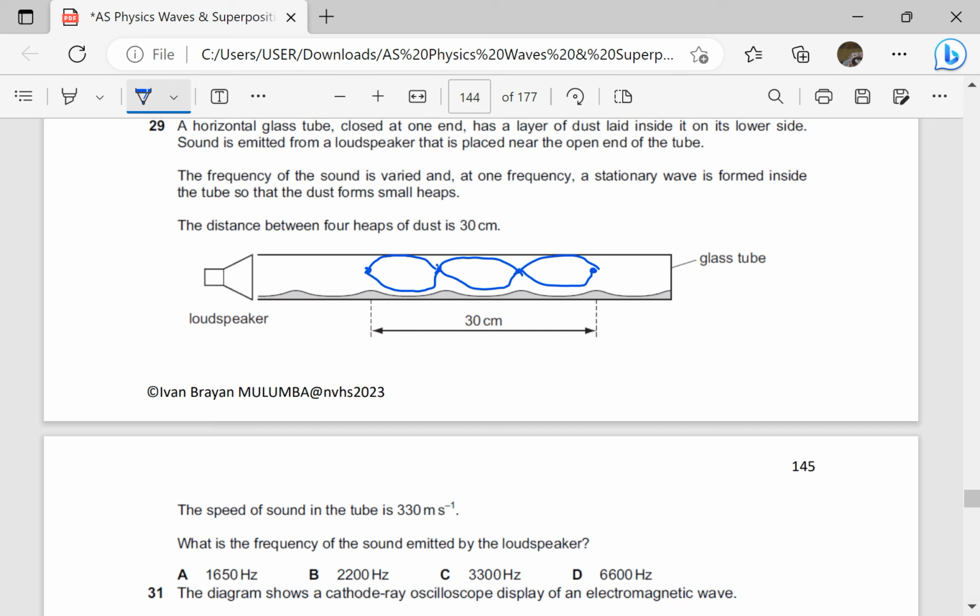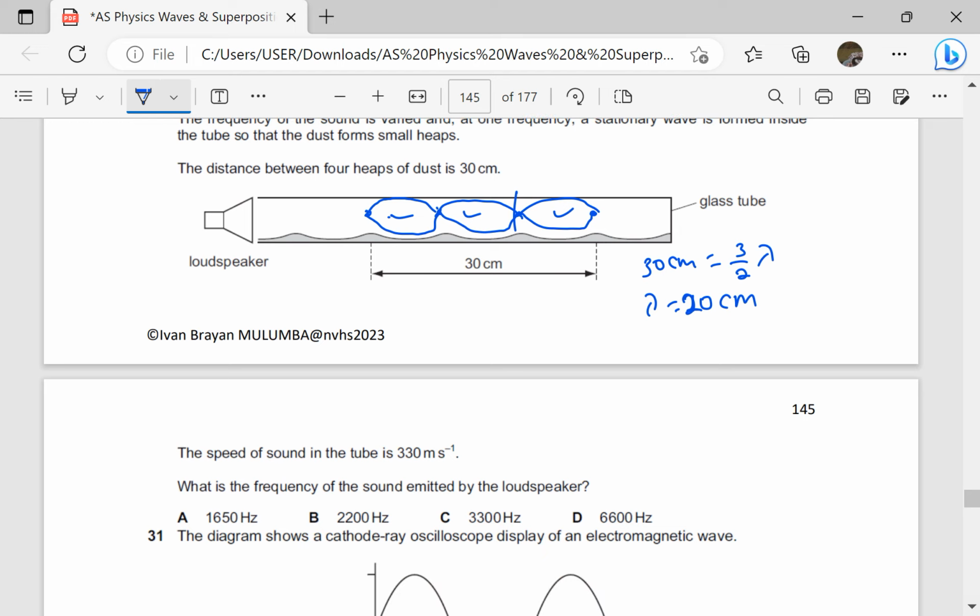Okay, so the speed of sound in the tube is 30. You notice that this wavelength is 1.5. So 30 centimeters is equal to 1.5, that is 3/2 wavelength. This is a half plus a half plus a half, that is 3 halves wavelength, which means the wavelength is going to be 2 times 30 divided by 3. No, not 10, that is 20 centimeters. So what is the frequency of the sound emitted by the loudspeaker?